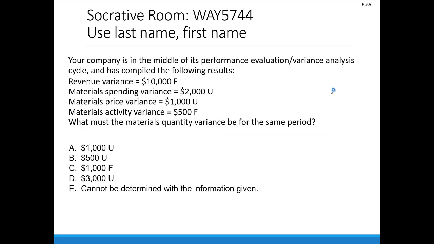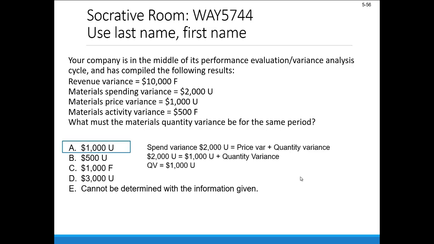Next, suppose your company is in the middle of its performance evaluation and variance analysis cycle and has come up with the following results. We have a revenue variance of $10,000 favorable, a materials spending variance of $2,000 unfavorable, a materials price variance of $1,000 unfavorable, and a materials activity variance of $500 favorable. What must the materials quantity variance be for the same period? Again, pause the video here, work through that, and then come back for the solution.